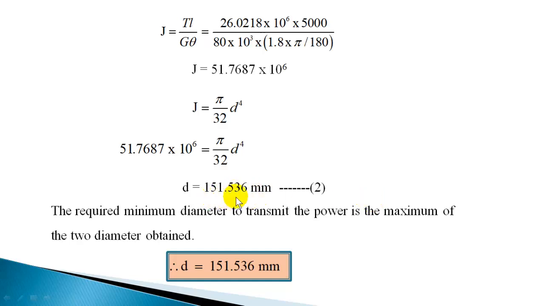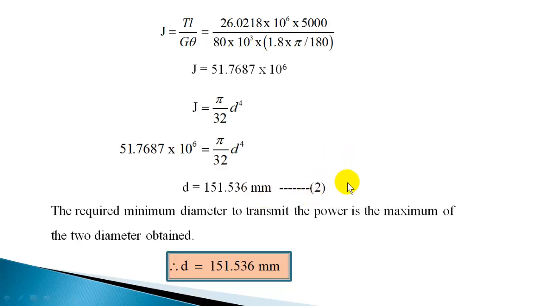In this case you are getting 151.536 mm. You can increase the diameter, and increasing the diameter will decrease the angular twist, but you cannot go below this. If you decrease the diameter, the polar moment of inertia will decrease and the angular twist will increase. The cross section will become weak, and it will undergo more angular twist. So you cannot decrease the diameter below this.